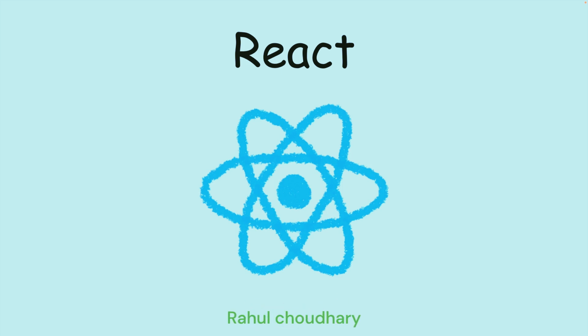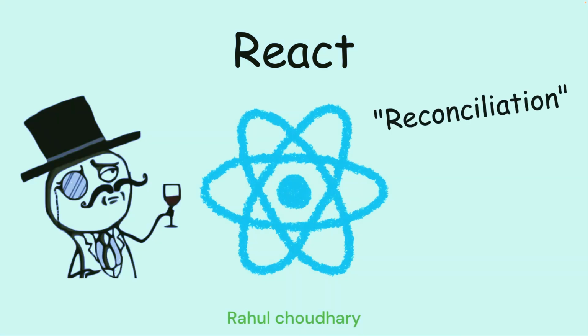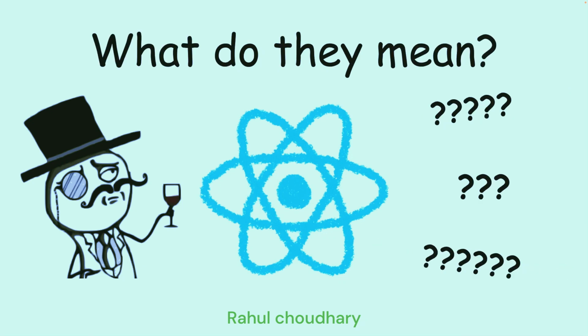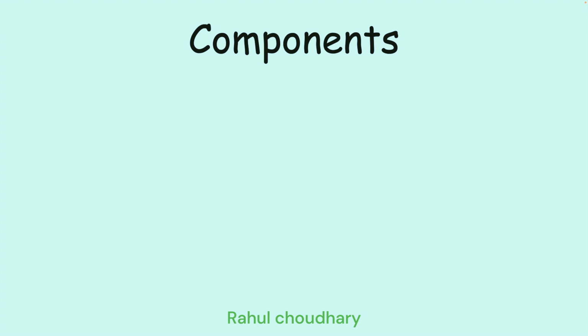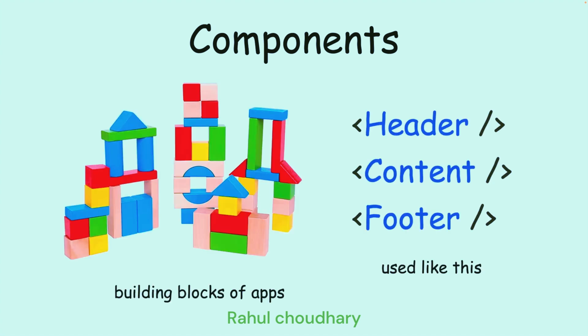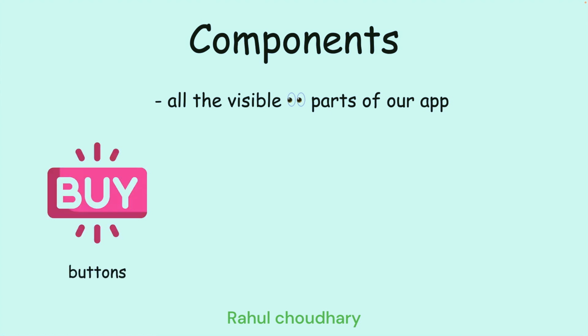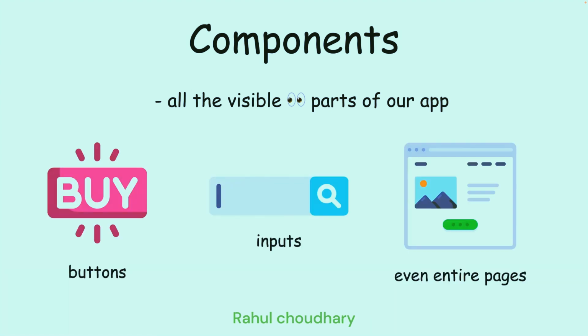React is a JavaScript library full of fancy terms like reconciliation, composition, and error boundaries. But what do all these terms actually mean? Let's start from the beginning with components. Components are the building blocks of every React app. They allow us to make all the visible parts of our applications, like buttons, inputs, or even entire pages.